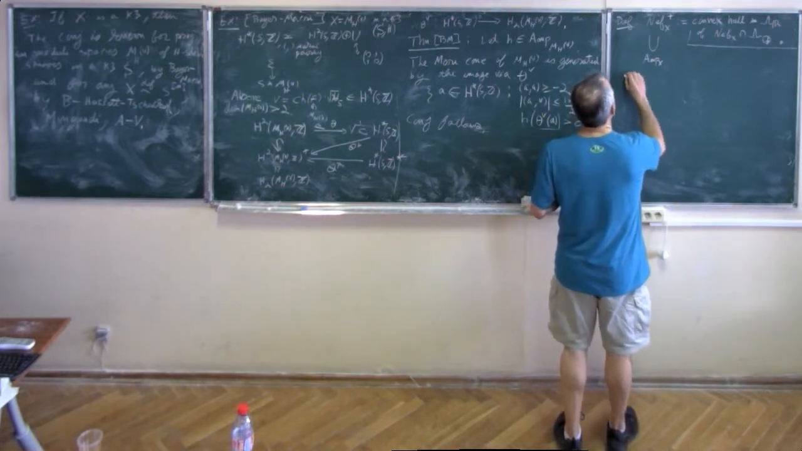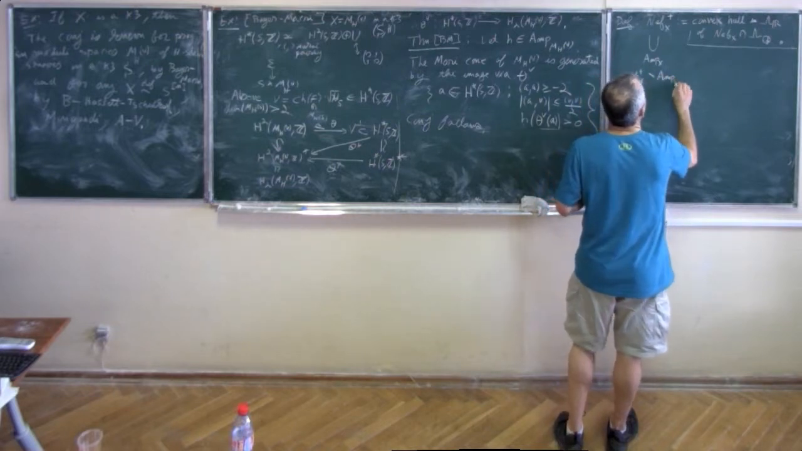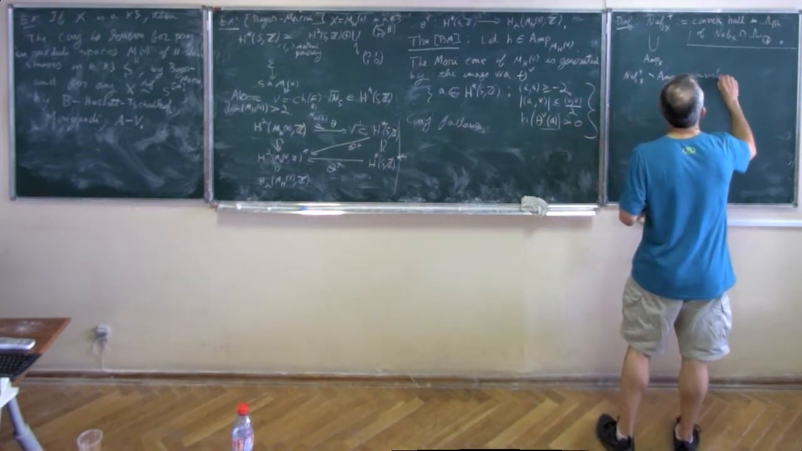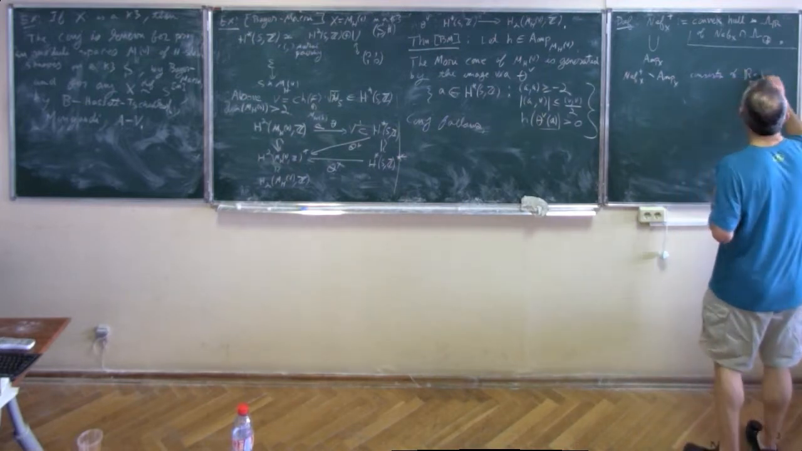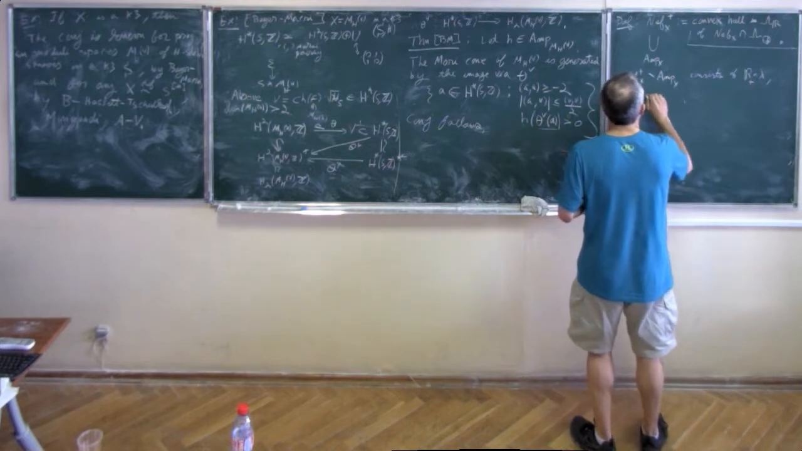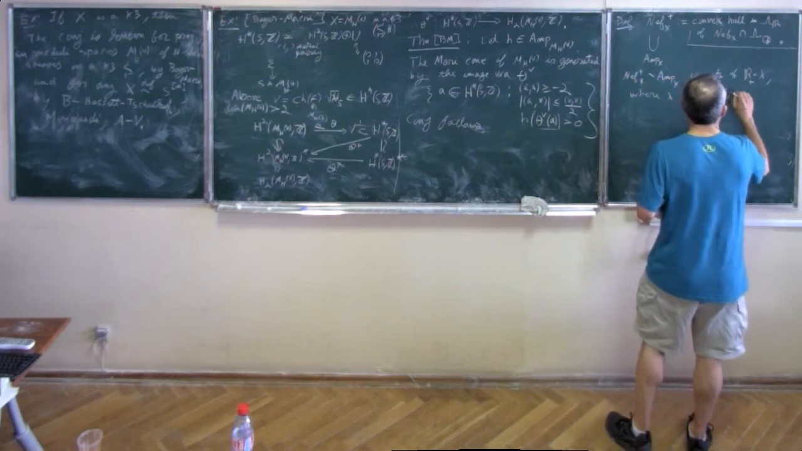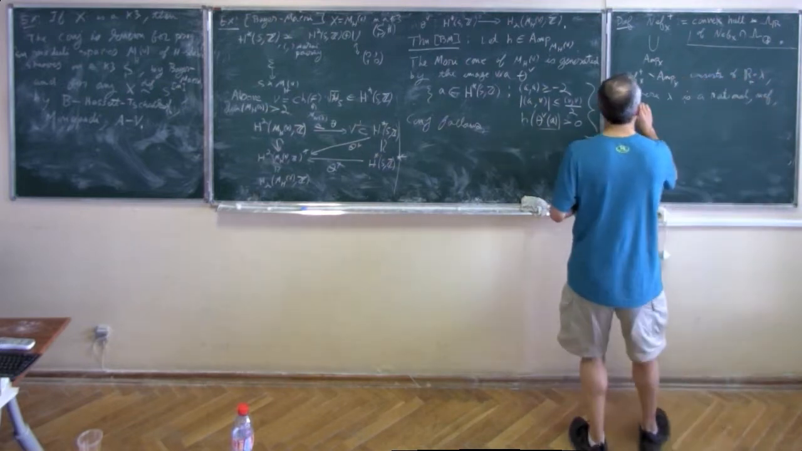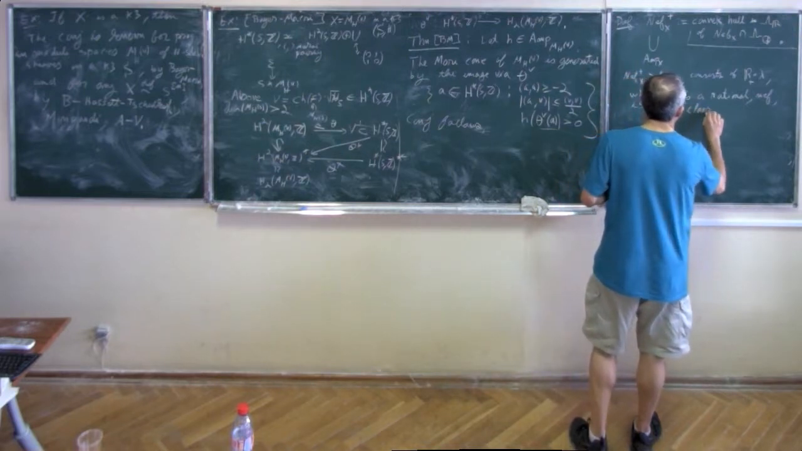So Nef plus X minus the ample cone consists of R plus times lambda, where lambda is a rational Nef isotropic class. That's what we add.